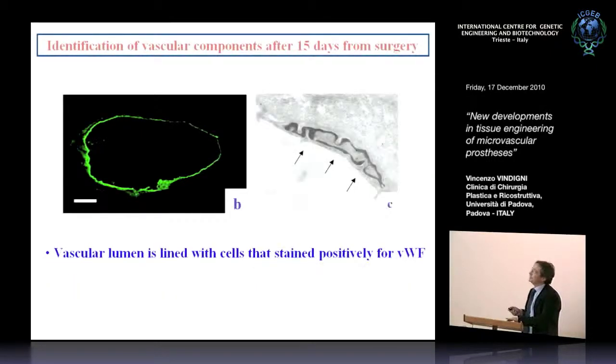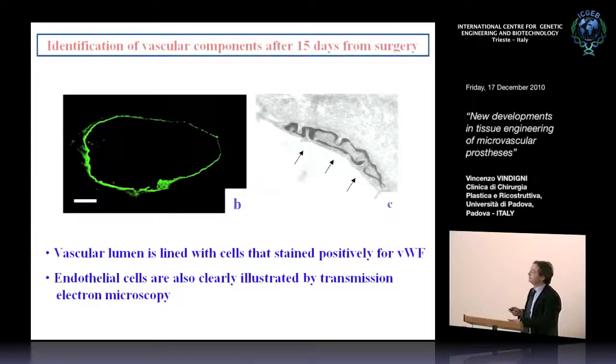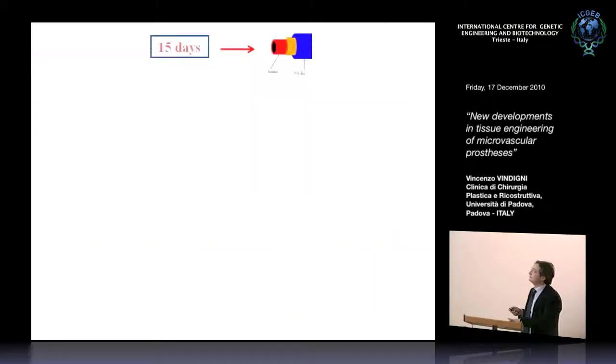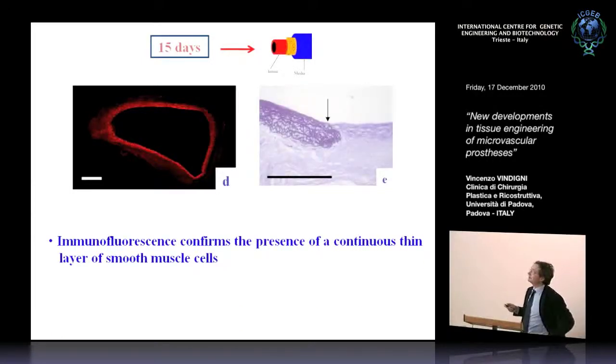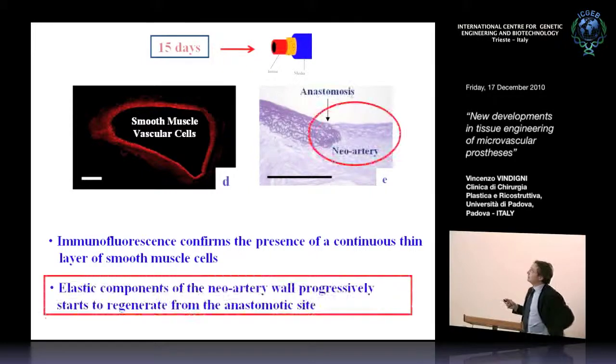After 15 days, the endothelial layer is complete. And also the medial layer. And we observe at an osmotic size an initial regeneration of the elastic layer. This is the new artery inside the prosthesis. This is the original artery.